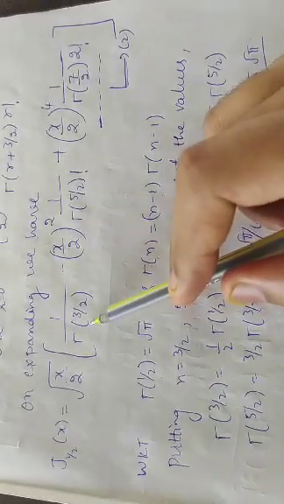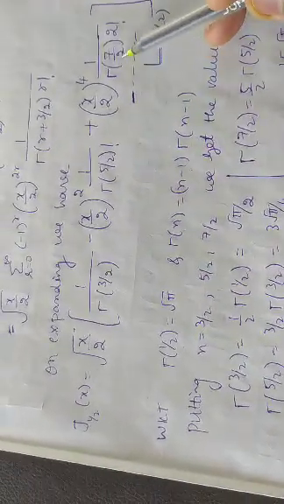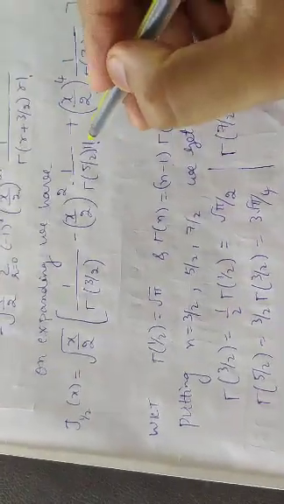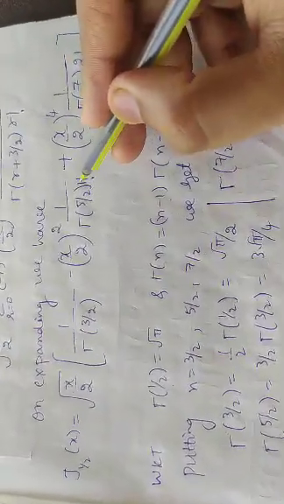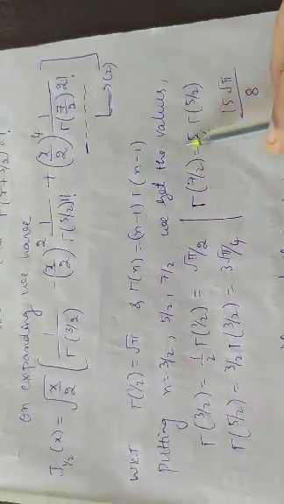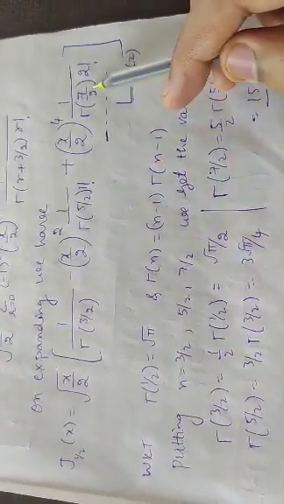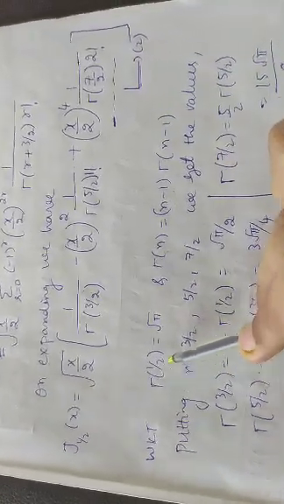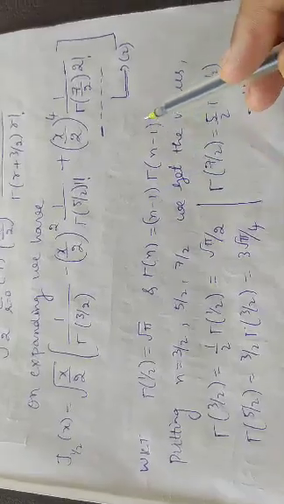So here what you have to find is the value of gamma of 3 by 2, gamma of 5 by 2, and gamma of 7 by 2. So it is nothing but 1 factorial, which is nothing but 1. So these values you have to find, using these two properties: gamma of half equals root pi, and gamma of n equals n minus 1 times gamma of n minus 1.